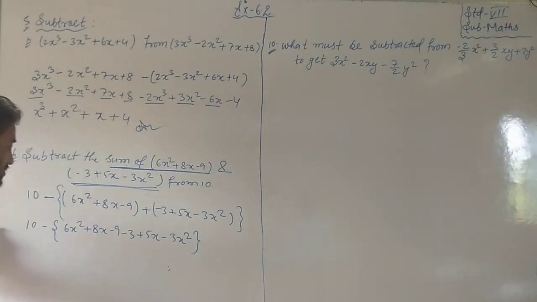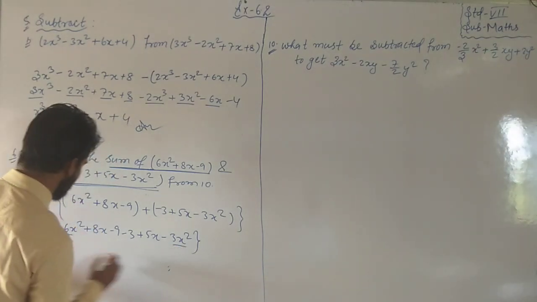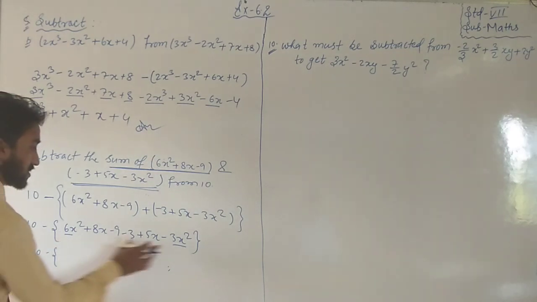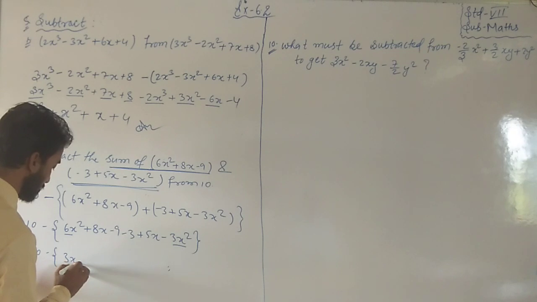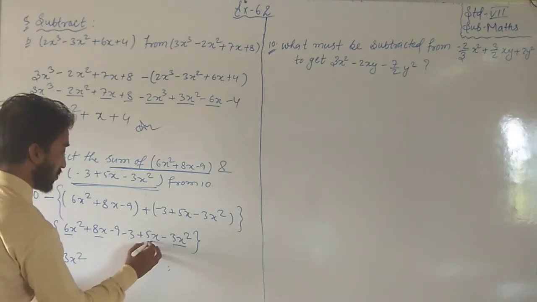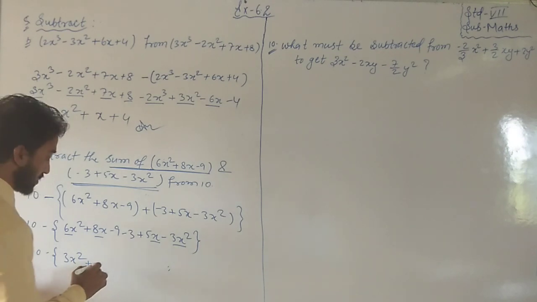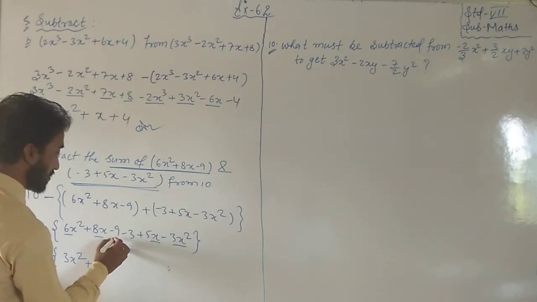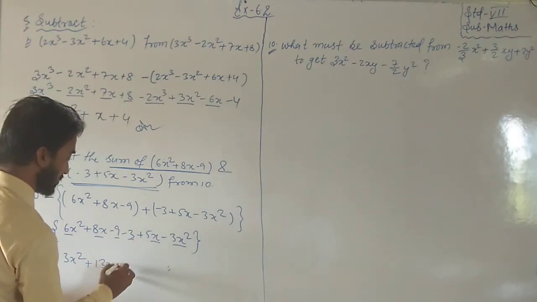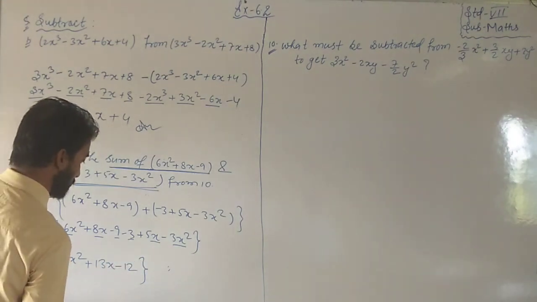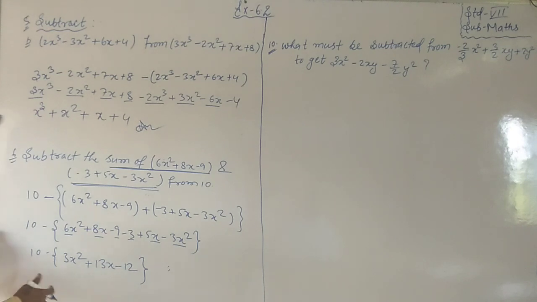So students, 6x square minus 3x square: what will the answer be? 3x square. Then plus 5x and 8: 8 plus 5 is 13, so 13x. Then minus 9 or minus 3: minus 12. Students, I hope you understood.